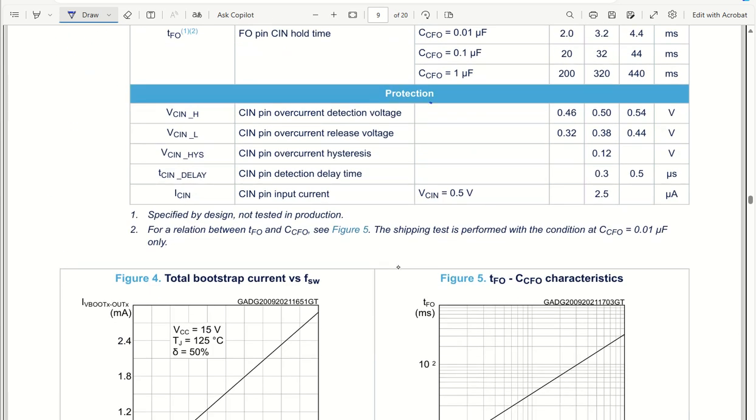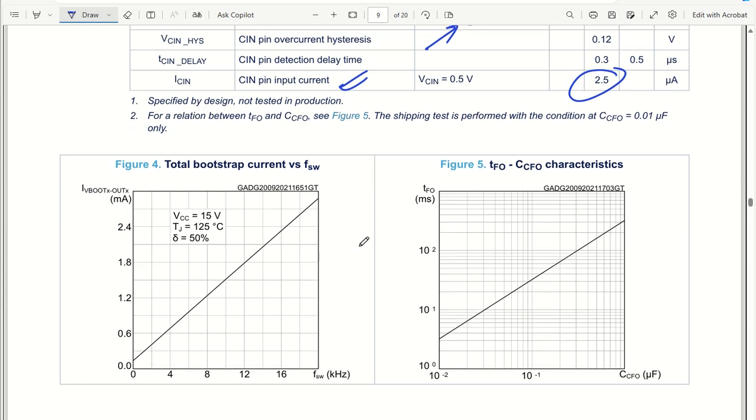Let's talk about the protections. As you can see, we have the C input overcurrent protection detection, that is 0.5 volt. The C in pin will act as a comparator, which gives us an understanding of the protection feature we have to take into account. The C in pin input current is just 2.5 microampere. Now we'll talk about some of the characteristics.